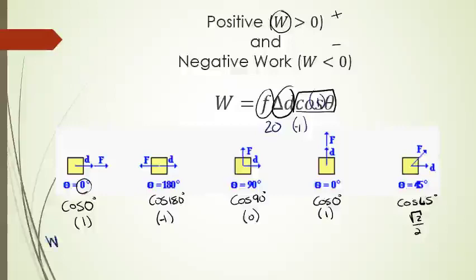So if I wanted to find out the work done here, I'm going to times it by 1, which means I'm going to get a positive work done. Timesing it by -1, I'm getting negative work done. Multiplying it by 0, there is no work being done. Multiplying it by 1 is a positive work. And multiplying it by root 2 over 2 doesn't matter. It's a positive sign, so you will still have positive work being done.